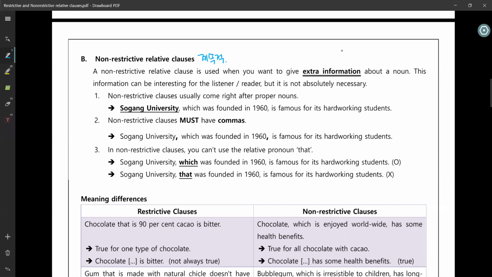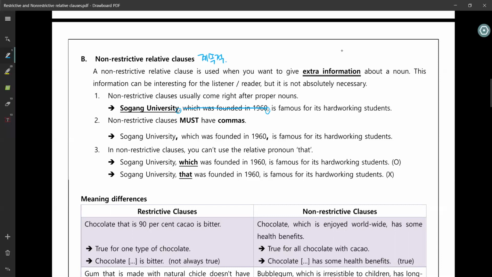So let's take a look at the first example. It says, 서강 University, comma, which was founded in 1960, comma, is famous for its hardworking students. Let's say I take this out. And then I say, 서강 University is famous for its hardworking students. Does that change the original intention of the writer? No, it doesn't. That was the main message.